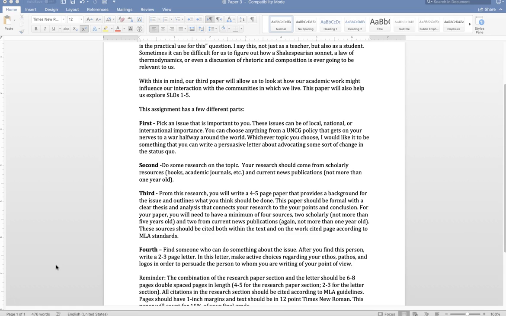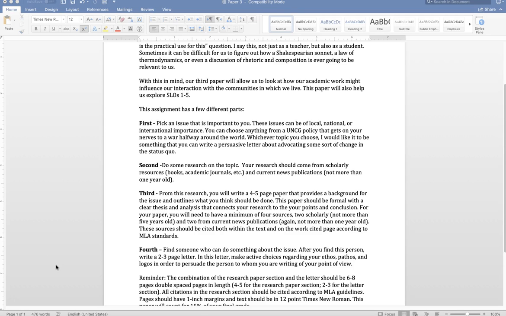In the third part of this, from this research, you're going to write a 4 to 5 page paper that provides a background for the issue and outlines what you think can be done. You can separate this paper into 2 sections. You can literally have section 1 and section 2, background, advocating of some sort of action. The paper should be formal with a clear thesis and an analysis that connects your research to your points and to the conclusion. Again, we've talked about thesis statements before.